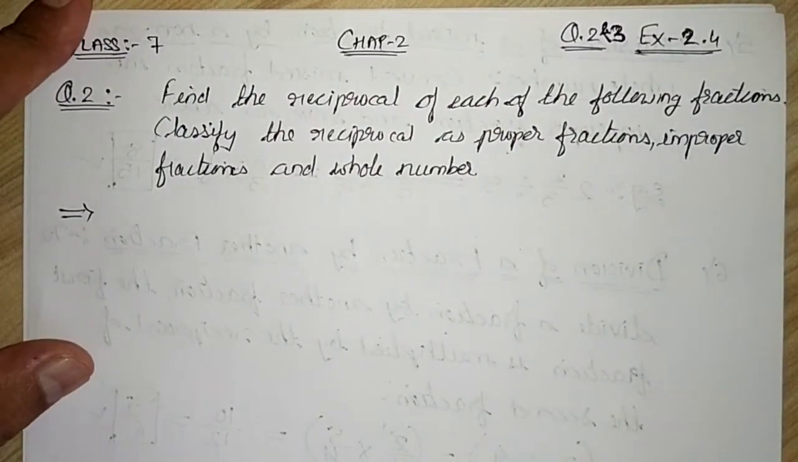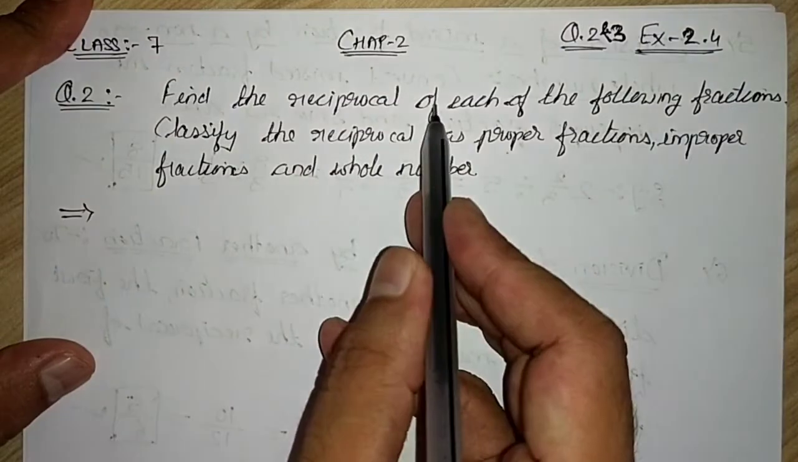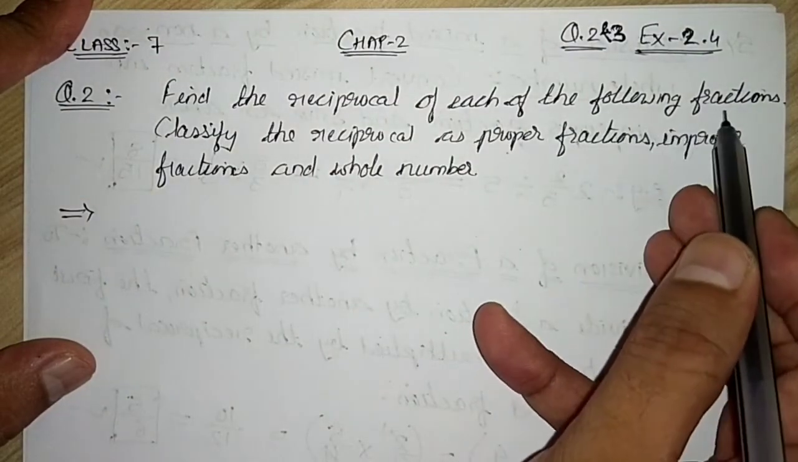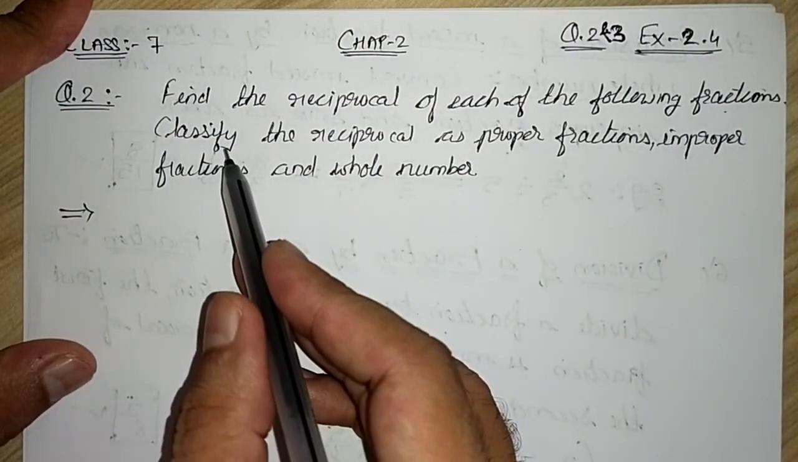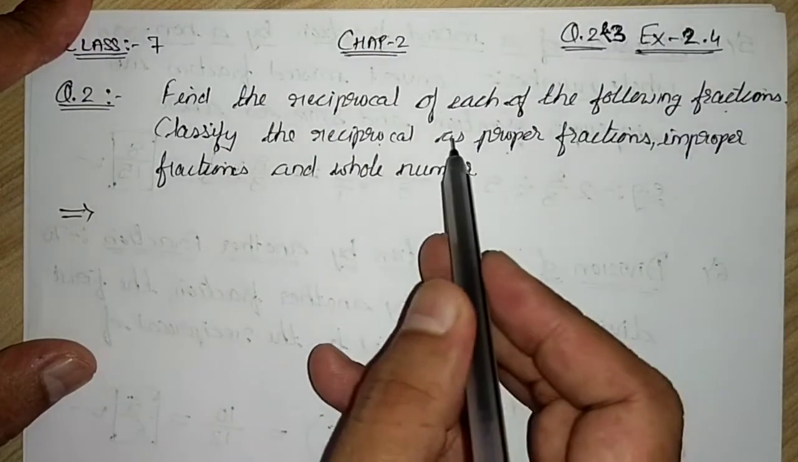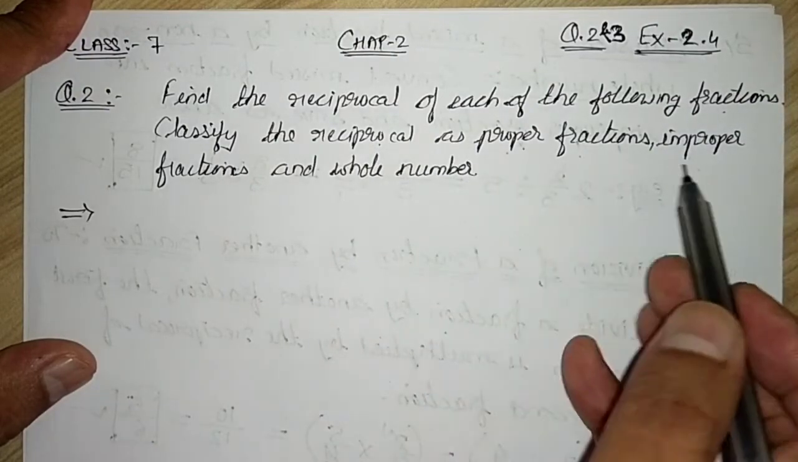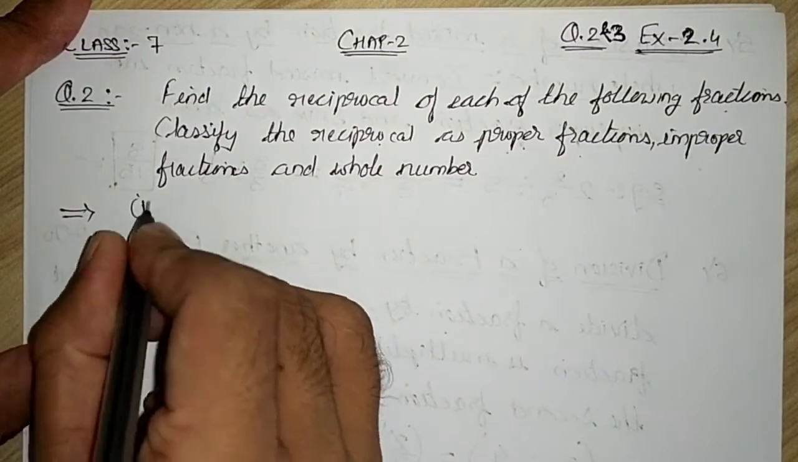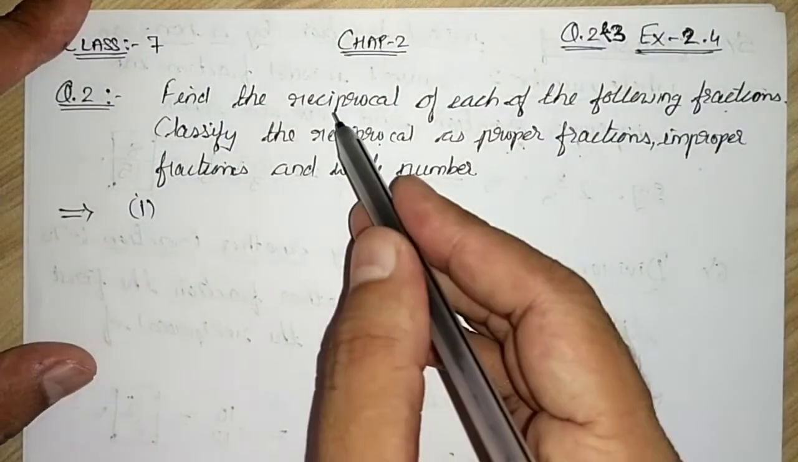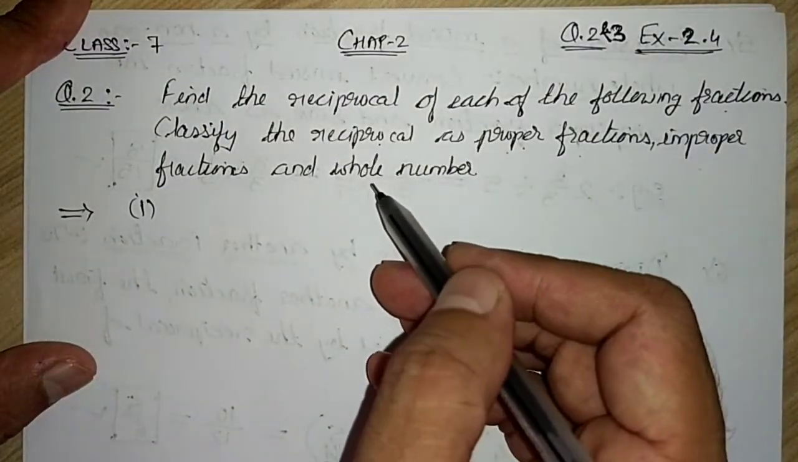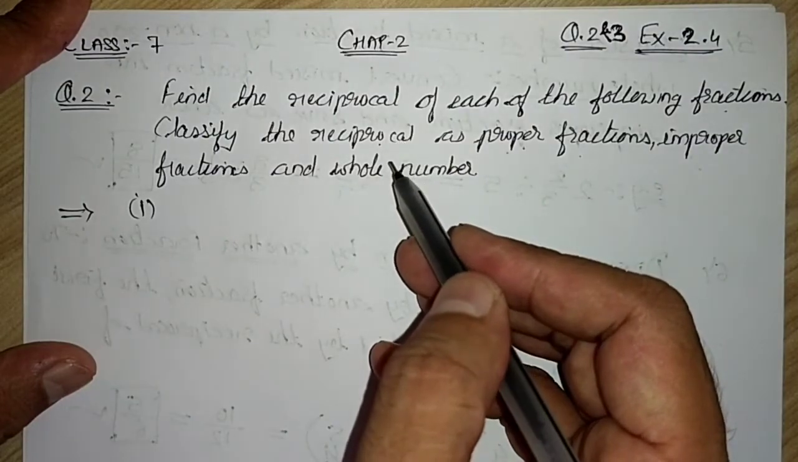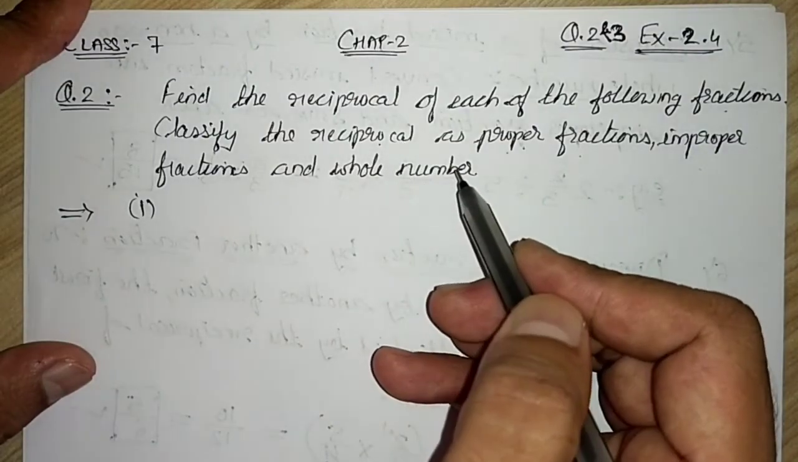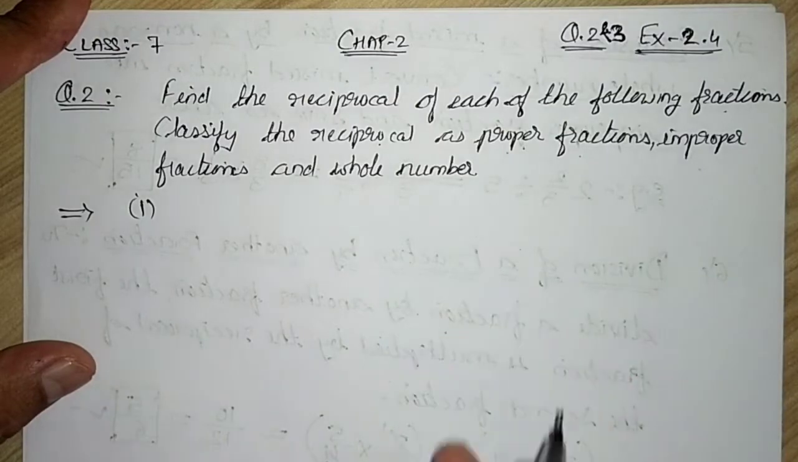Question number 2 says, find the reciprocal of each of the following fractions. Then classify the reciprocal as proper fraction, improper fraction and whole number. They have given you 7 parts and you have to find the reciprocal of each part, and then after carrying out the reciprocal you have to decide whether it is a proper fraction, improper fraction or a whole number.